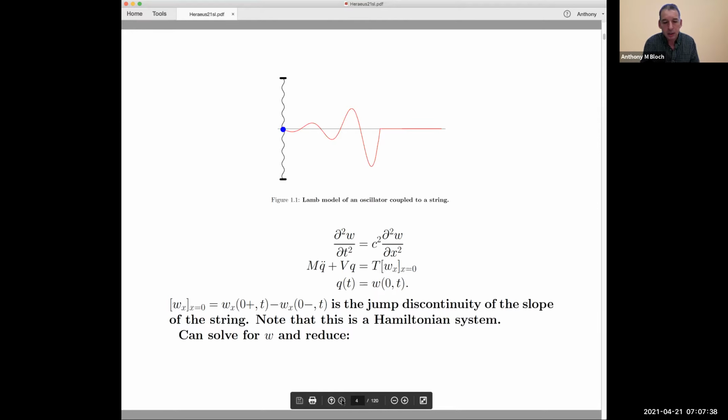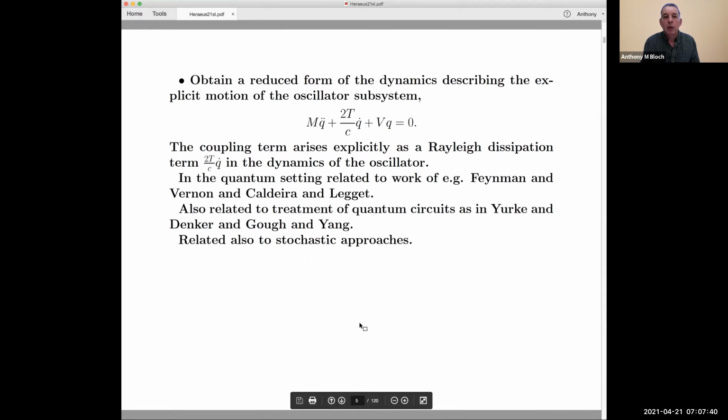So what you can check is you can just basically use a little bit of Laplace analysis, Laplace transform, and you can show that you get a reduced form of the dynamics describing the explicit motion of the oscillator subsystem, and the coupling term just reduces basically to Rayleigh dissipation. So you have the basic harmonic oscillator, and you have this extra term 2t over c times q dot, and that's just a damped harmonic oscillator, and you can look at stability or anything else in this setting.